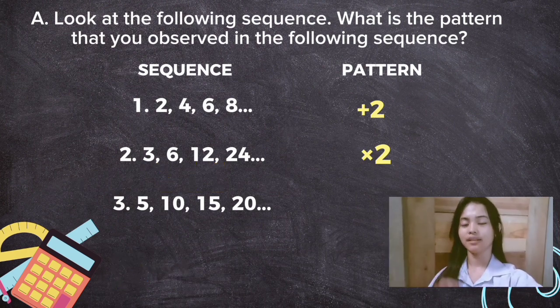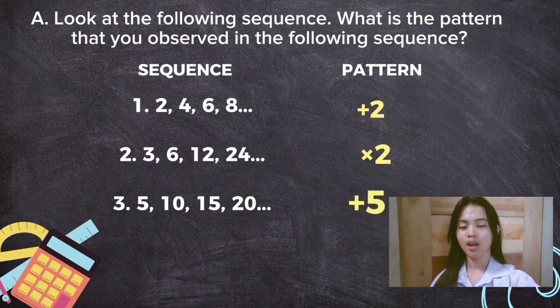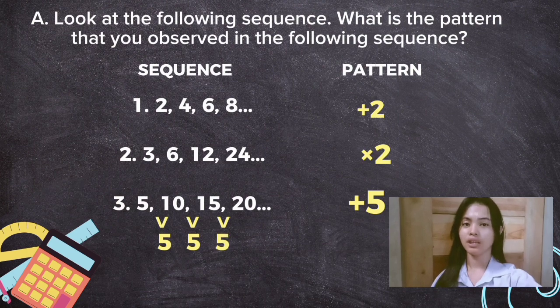At the third sequence, we have 5, 10, 15, 20. A term is obtained by adding 5. 5 plus 5 is 10. 10 plus 5 is 15. 15 plus 5 is 20.